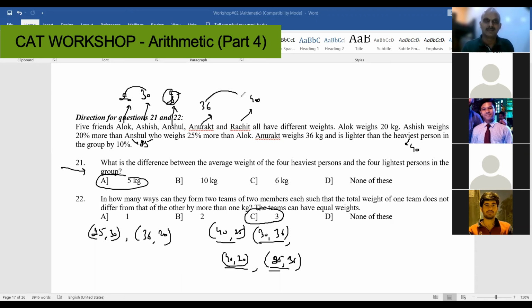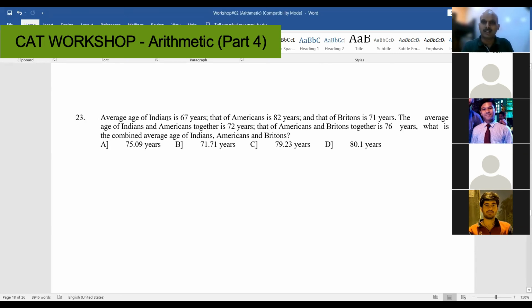Clear? Yes sir. Okay, one last question we can try. Sir, B, 71 years. Yes. Can you explain? So we can find the weights of the population by using allegation. We have Indians 67, Americans 82. Their combined average is 72.